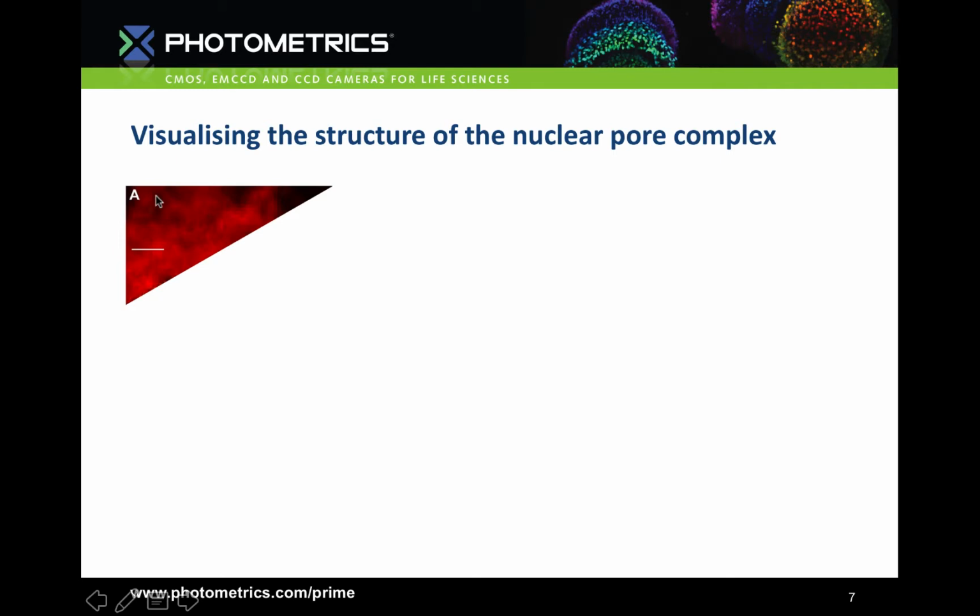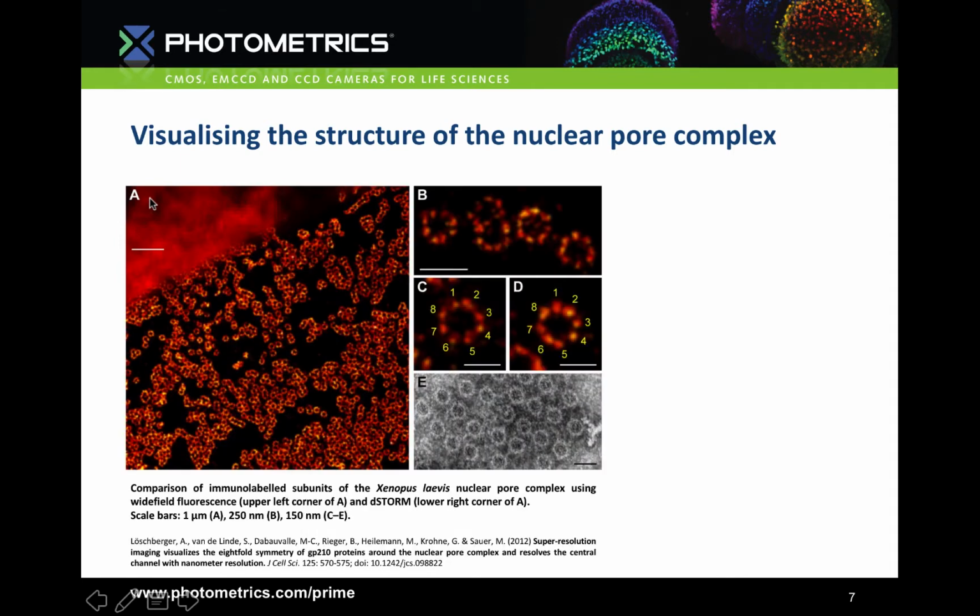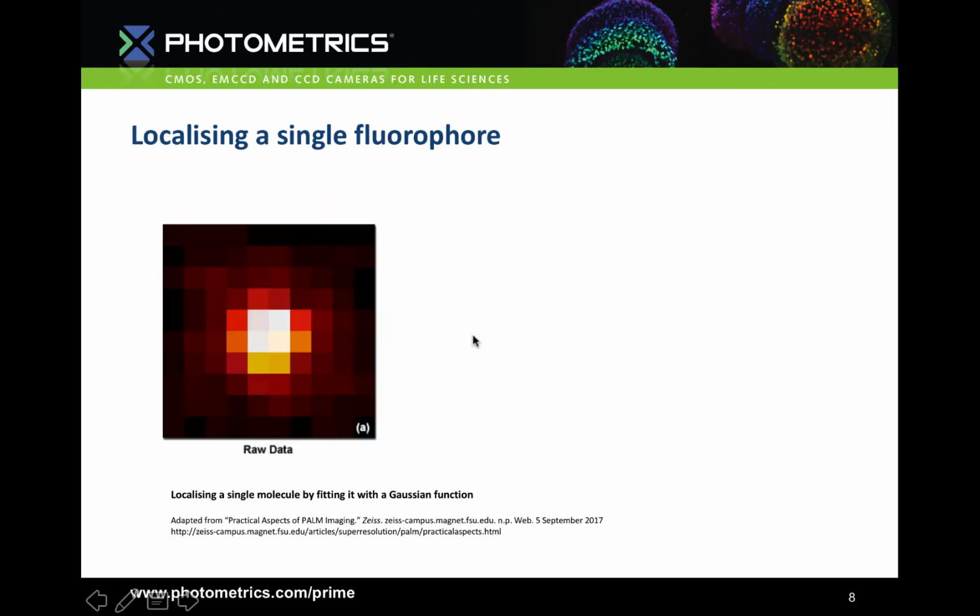No structure can be determined, just a mass of fluorescence. But by breaking the diffraction limit with super-resolution localization microscopy, in this case dSTORM, the 8-protein complex becomes visible. Not just visible, but you can even zoom in and count them. So how do we do that?